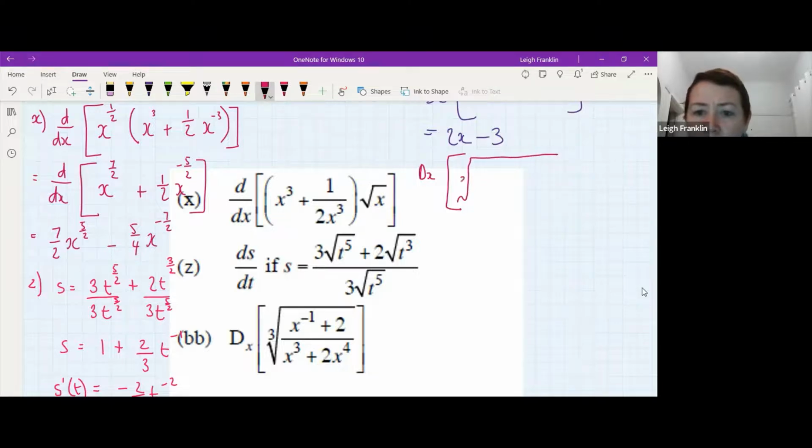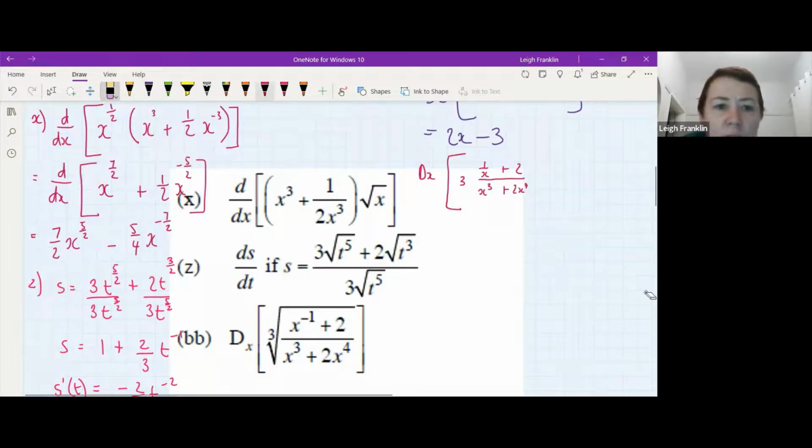Okay, so the cube root of, now x to the power of minus 1, we would write as 1 over x, plus 2, all over x cubed plus 2x to the power of 4. Let's just, oopsie daisy, now if I do that, this whole thing's going to disappear. I'm just going to make it a little bit smaller. Okay, so that would be our first step.